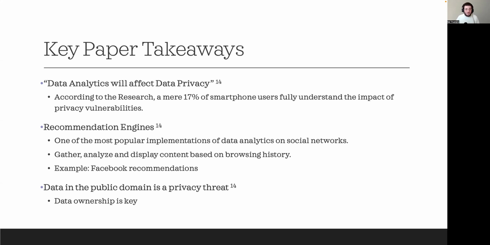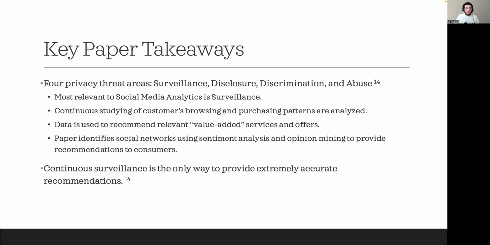If data is left in the public domain, which most of it is publicly accessible, it is by definition a privacy threat to the individual posting it. This is because the data is not owned solely by that user. It is owned by the place the data is hosted on. And opinion mining can occur through the sanctioned and unsanctioned use of web scraping APIs. Data ownership is key here. So the paper identifies 4 core privacy threat areas: surveillance, disclosure, discrimination, and personal embarrassment and abuse.